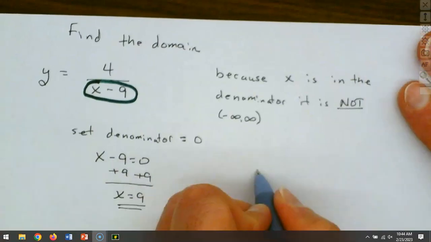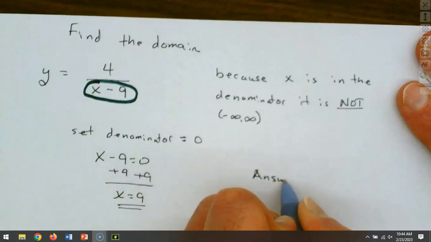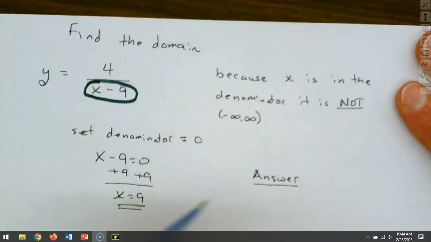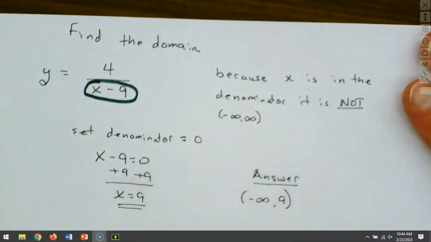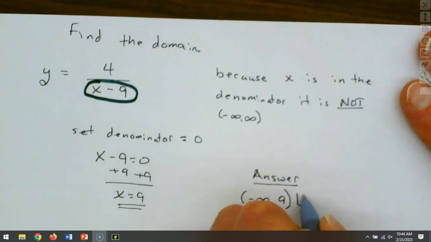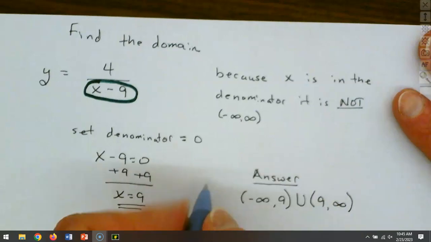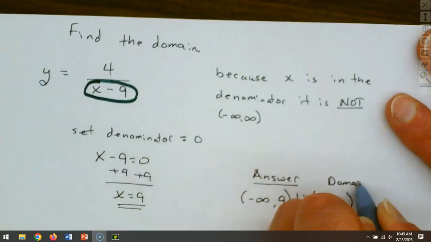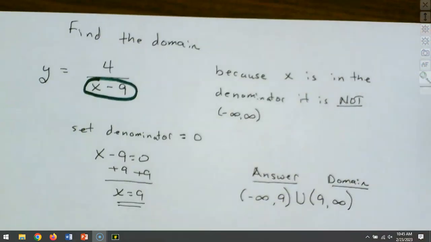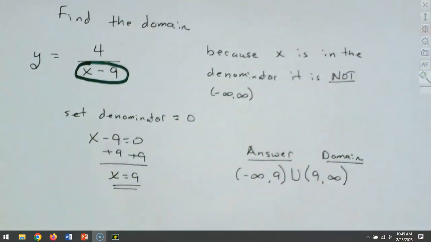Now, how do we write our answer? This is how we write our answer, and I'll talk about why we write our answer this way in just a moment. We write it as negative infinity to 9, union 9 to infinity. And this is the domain. Now, why did I write it like this? And why are we setting that denominator to 0?